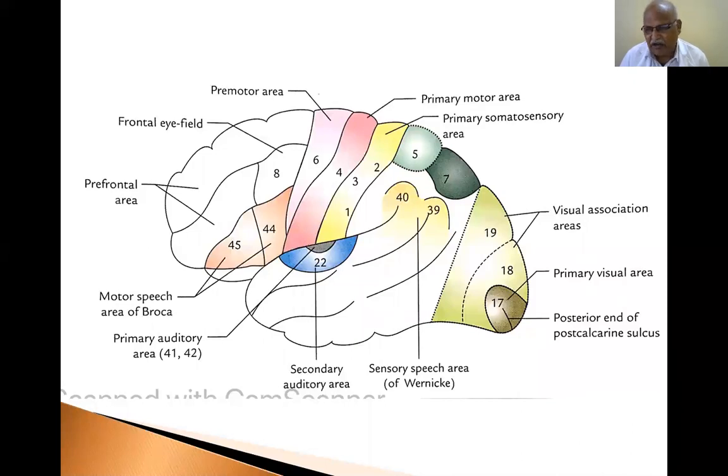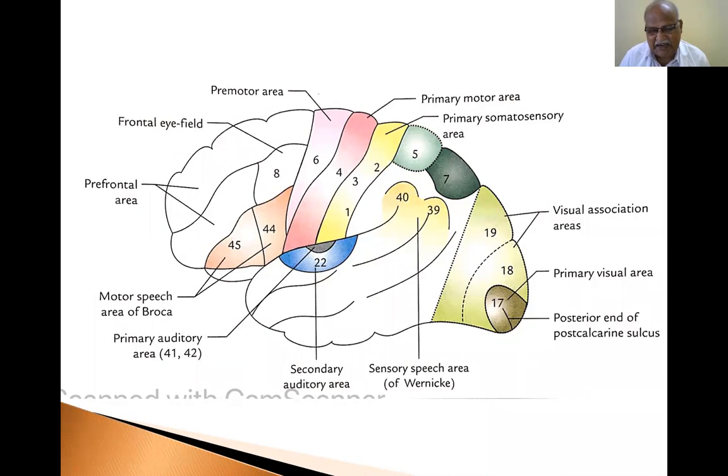Here I want to tell you one thing. Fingerprints: your fingerprints do not tally with the fingerprints of another person. Similarity of fingerprints is very, very rare. Like that, the sulci and gyri pattern present in the human brain is different from individual to individual.